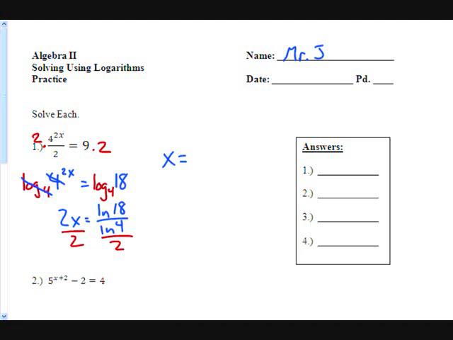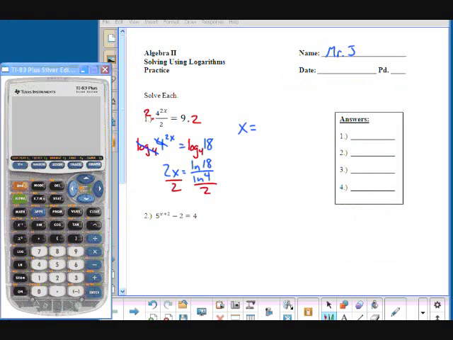When you punch this in, maybe I'll show this to you real quick. Let me get my calculator pulled up here. You just have to be careful with the parentheses, so I'm going to hit the natural log button, and again you can use the common log here, of 18. Make sure you close that parenthesis, divided by the natural log of 4, close the parenthesis. And if you want, you can do this in 2 steps. That makes most people feel more comfortable. You hit enter and now do the divided by 2 and hit enter again.